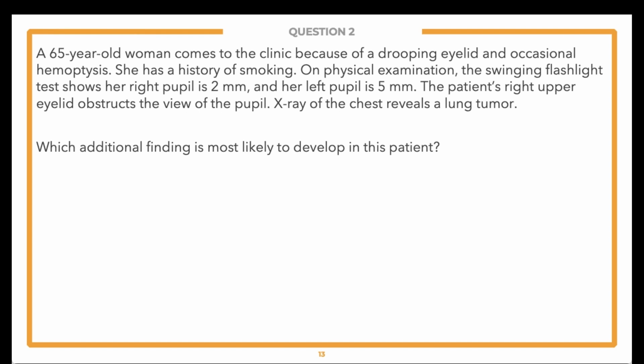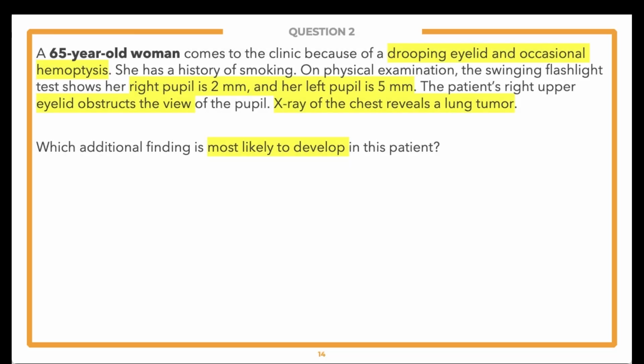All right, so we have a classic presentation here. Don't be shocked if you don't recognize it right away. It'll get easier as you see, maybe kind of talk your way through it. But let's highlight some keywords here. Let's figure out what's going on in this 65-year-old woman who's having some weird eye symptoms with a cough, right?